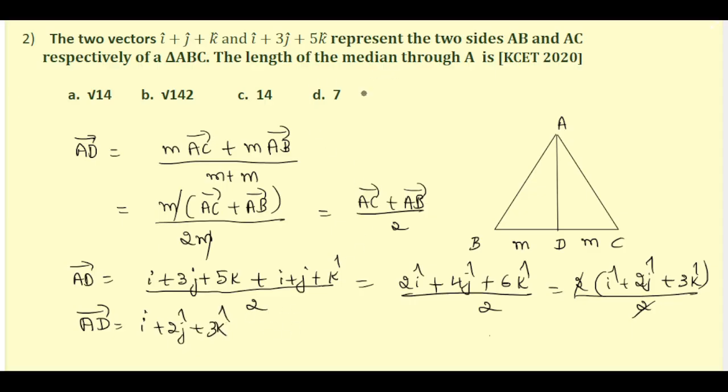Now to find the length of the median, we need to take the magnitude of the vector AD, which is equal to root of 1 square plus 2 square plus 3 square, which is equal to root of 14. So this is the correct answer. So A is the right answer.